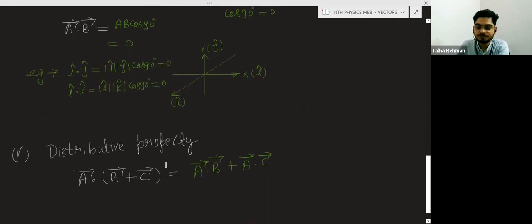Distributive property. Distributive property means if the expression is written like this, A vector dot B plus C, this can be written like this. This A will be distributed to B as well as C: A dot B plus A dot C.